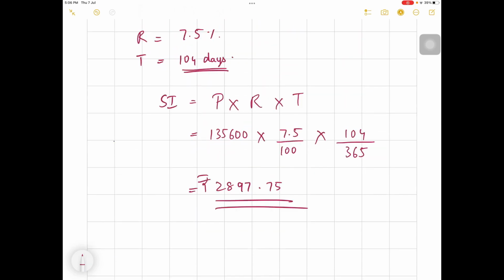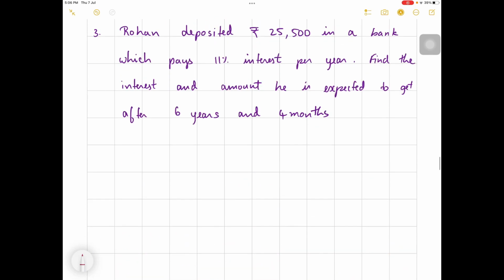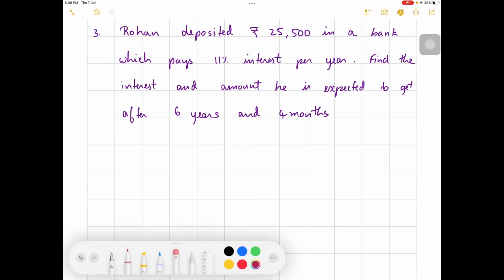Okay, let's see the next question. Rohan deposited rupees 25,500 in a bank which pays 11% interest per year. We are solving questions of simple interest. Okay, so it's 11% per year, a simple interest problem. In this exam it will be clearly given whether it is simple interest or compound interest. Find the interest and amount he is expected to get after 6 years and 4 months.